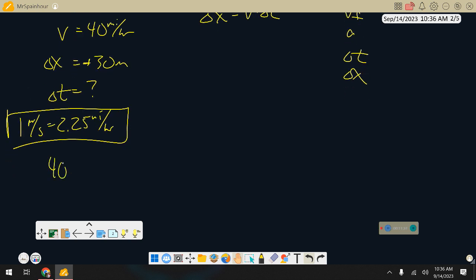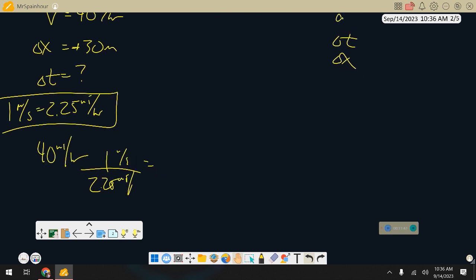And here we go. 40 miles an hour. Miles an hour goes on bottom, 2.25. 1 meter per second goes up top. 40 divided by 2.25 is obviously less than 20. I'm putting it in the 18-ish camp. Calculate for me. I need like 2 or 3 answers. We'll go 17.8. Can I get a confirmation just to make sure we're good? Cool.